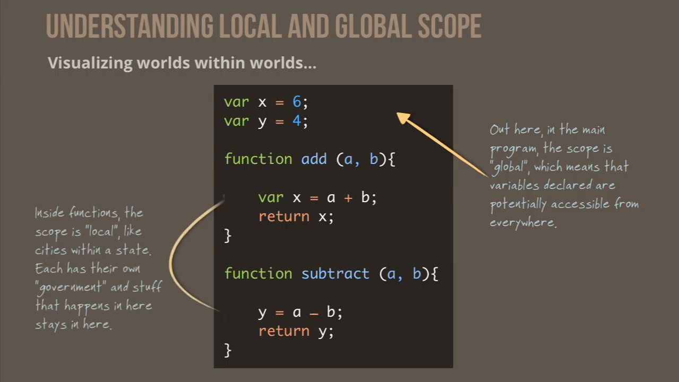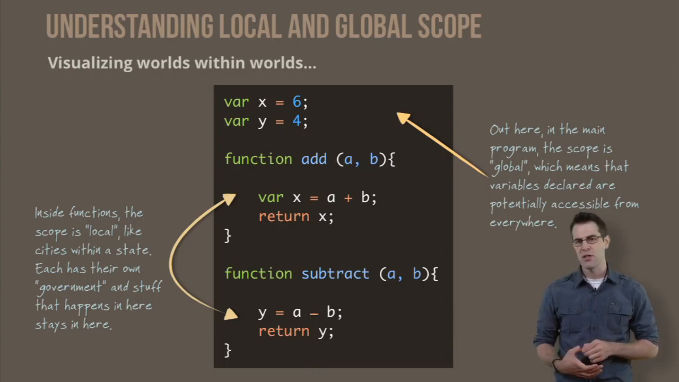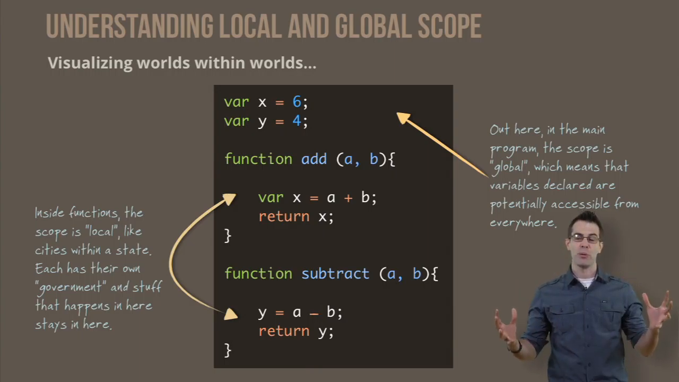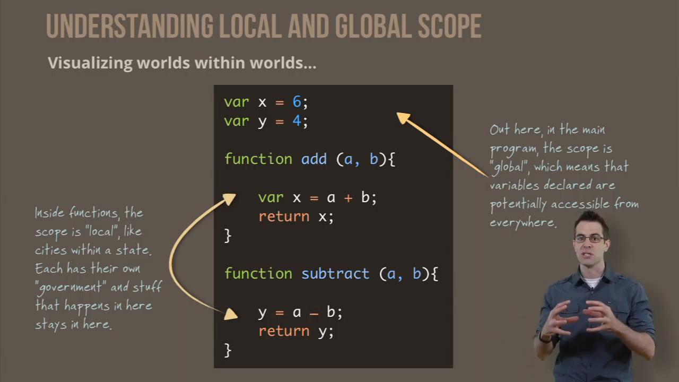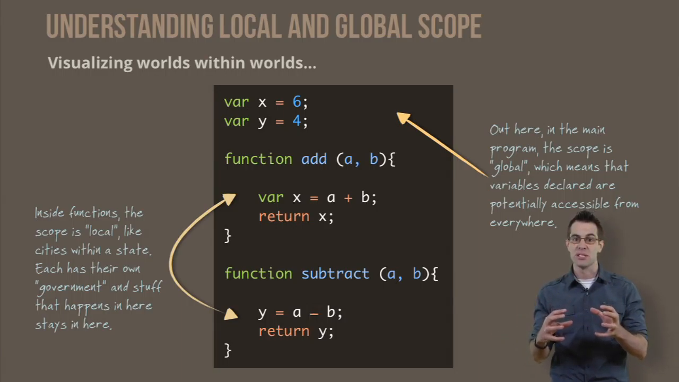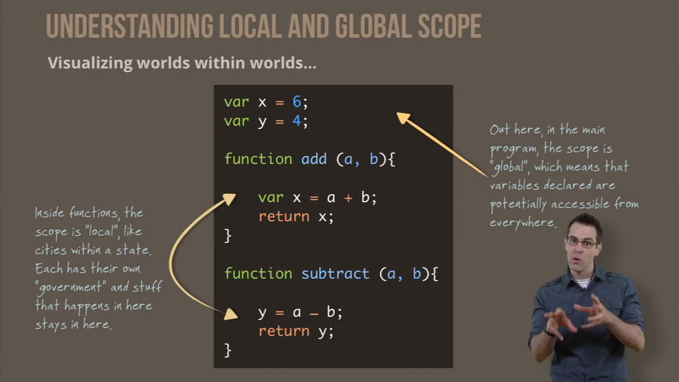Inside the functions, the scope is called local, and all of the variables that are declared inside the functions are only contained within those functions. You can think of global and local scope as being like the global planet Earth having many nations, and within each of the nations they have their own government and their own way of doing things.